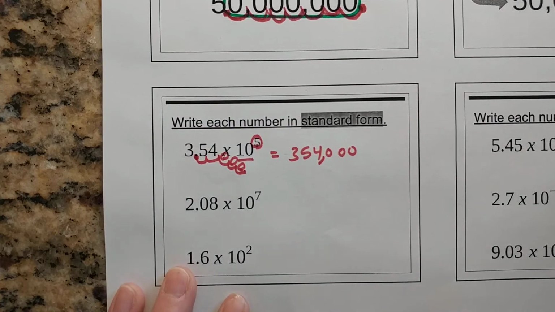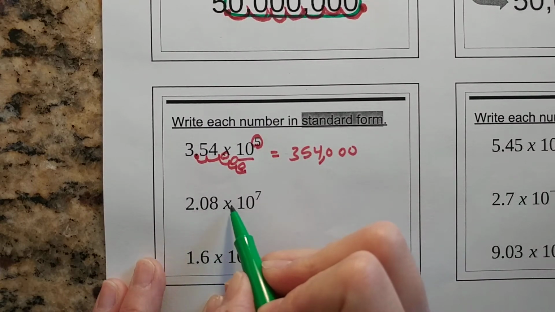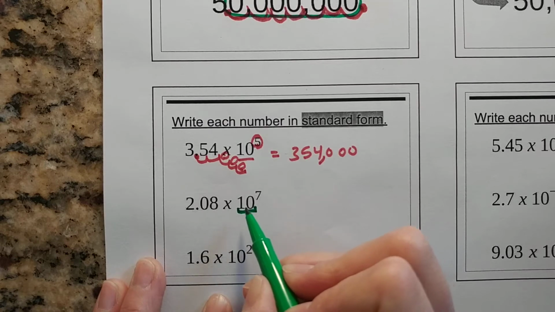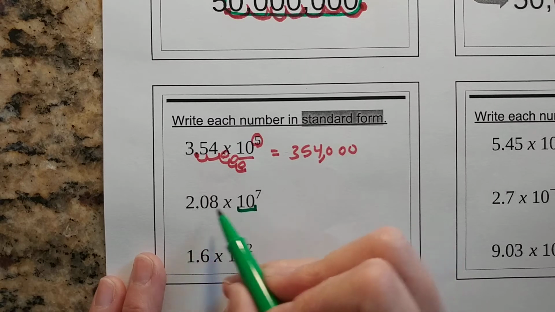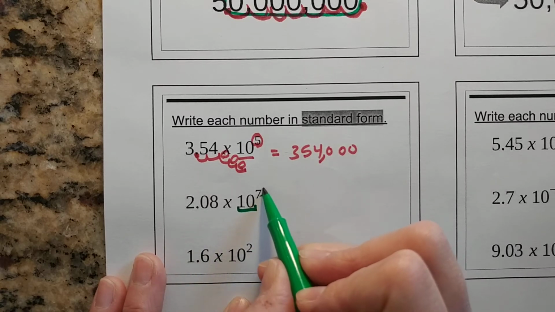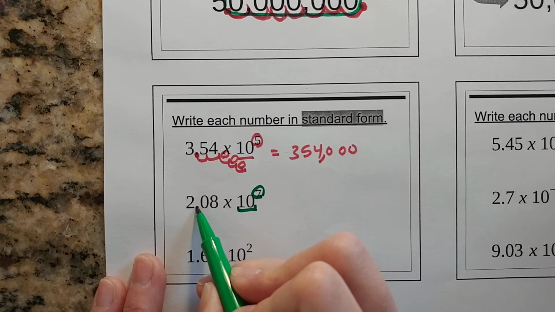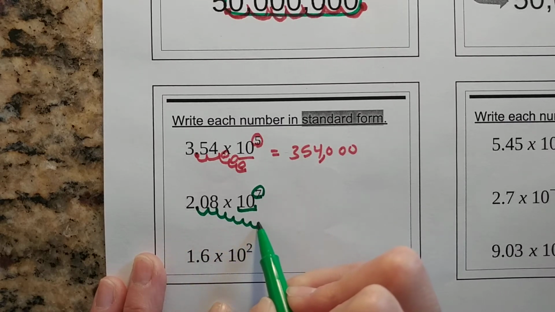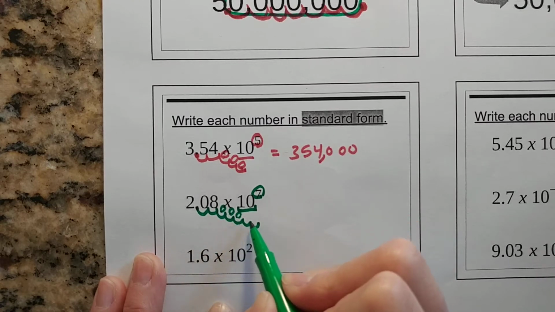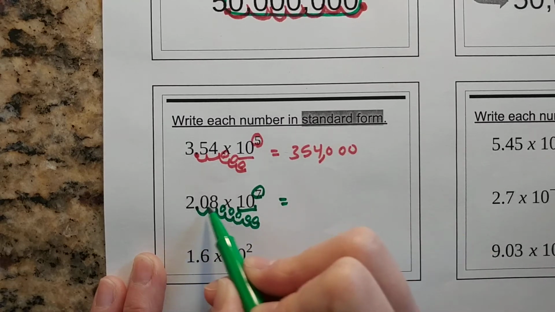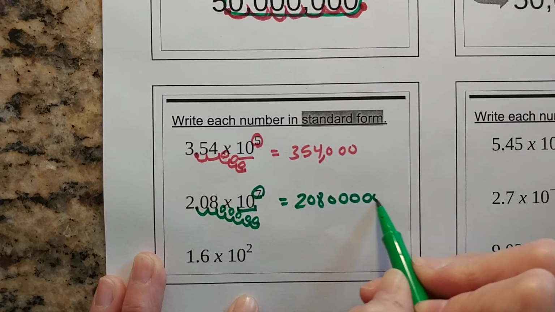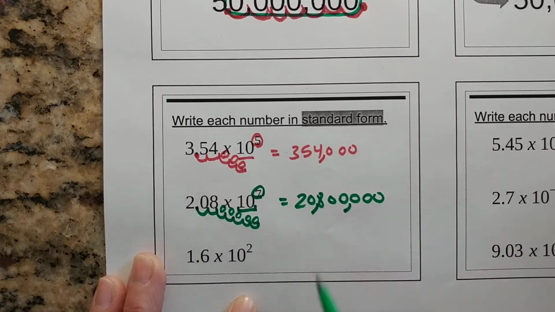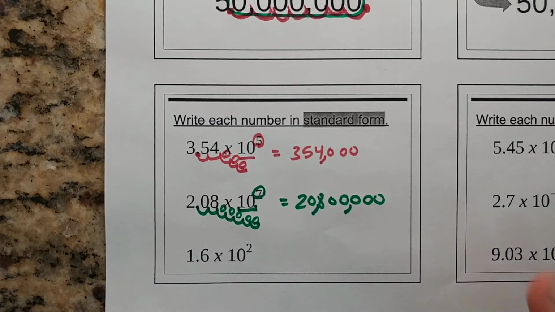Well, let's take a look at this one. 2.08 times, again, 10 times 10 times 10 times 10 times 10 times 10 times 10. Whoa, what a tongue twister there. So imagine multiplying this by 10 7 times. The decimal point is going to move 7 places to the right. It's going to be a large number. 1, 2, 3, 4, 5, 6, 7. Well, in each of these empty spaces would be a 0. So let's write it. 208, and then 1, 2, 3, 4, 5 zeros. Go backward, comma, comma, wow, 20,800,000. Big number.